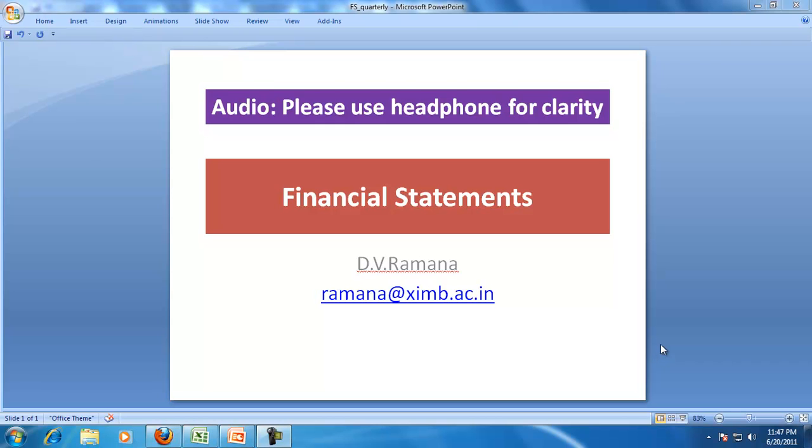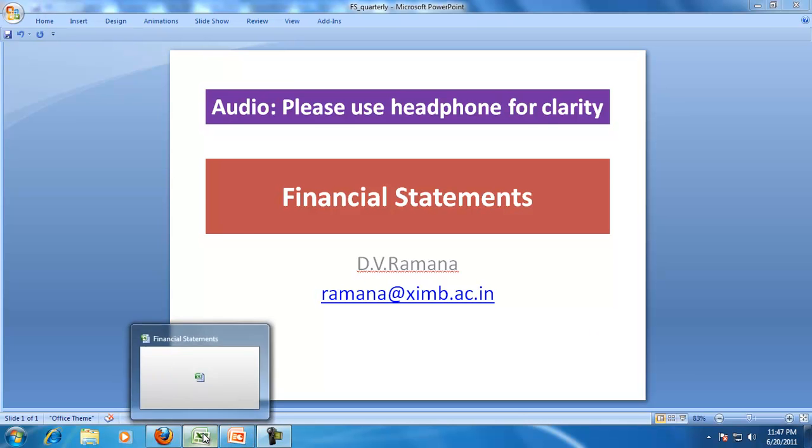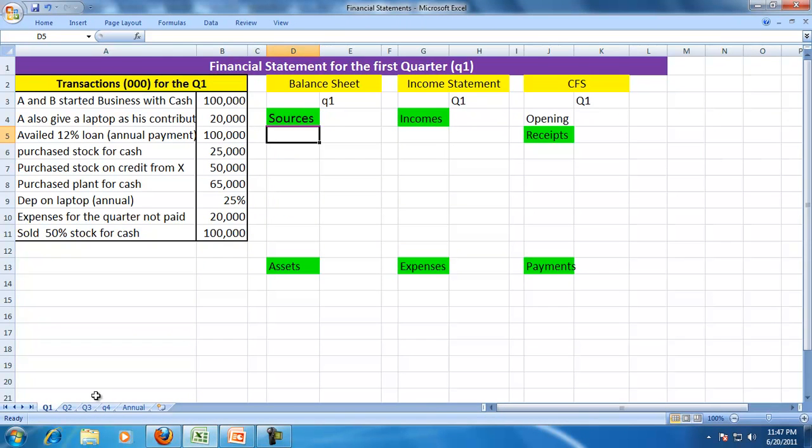This is Professor Ramana. In this session we will try to understand how the financial statements are prepared, particularly when we want to prepare the financial statements for every quarter. So let me take you through an example. We are saying that financial statements for quarter 1, and that is the first year when the business was started. So financial statement for the first quarter.